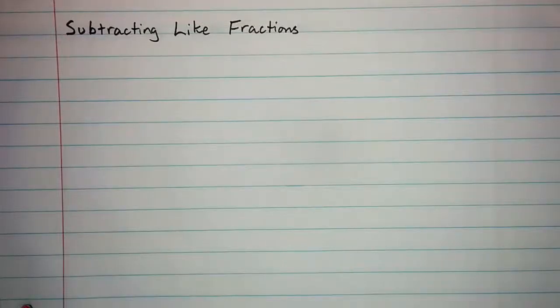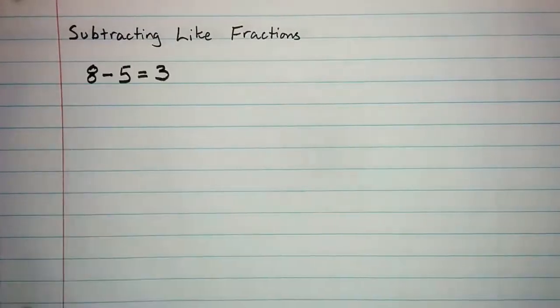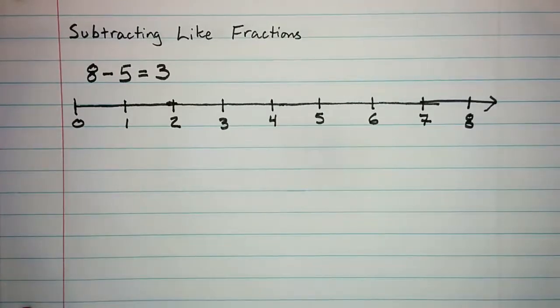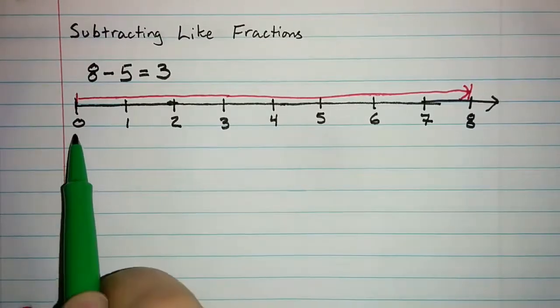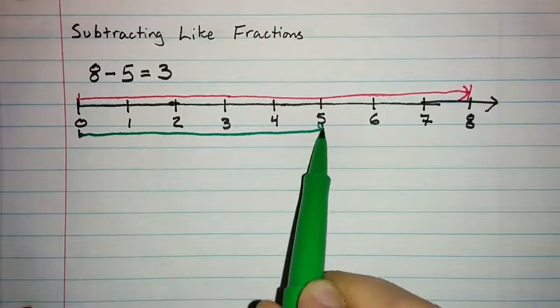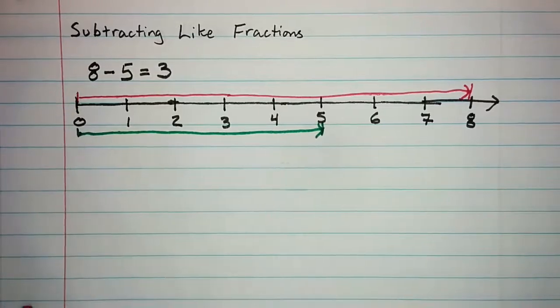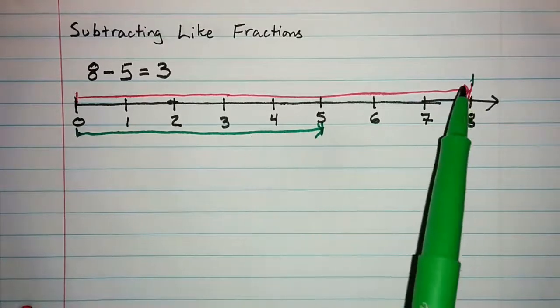Fractions are just numbers. So we'll understand subtracting fractions the same way we understood subtracting whole numbers on the number line. So let's look at a number line that shows that 8 minus 5 equals 3. On this number line, the number 8 is represented by this line segment, and the number 5 is represented by this line segment. To take 8 minus 5, we start at 8 and draw the line segment 5 backwards.